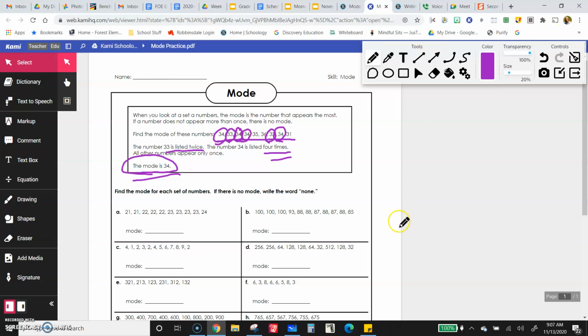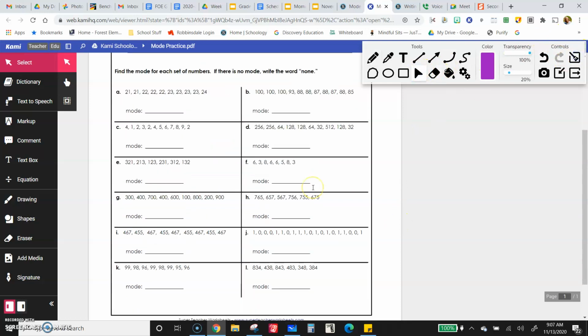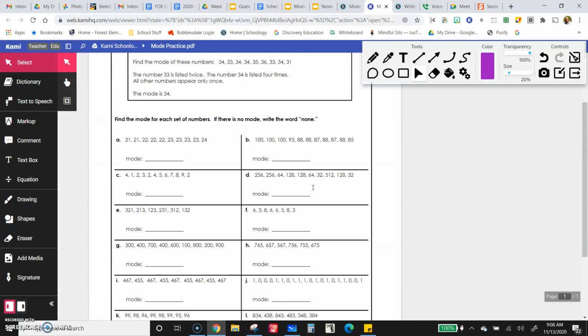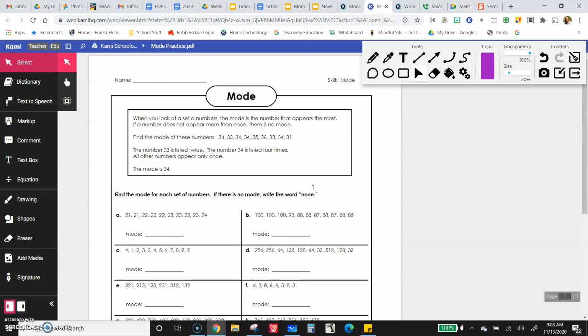Okay? All you have to do is just find the mode for these problems here. So just look for the number that shows up the most number of times. And if there's no mode, because they're all just there once, you can write none or no mode.